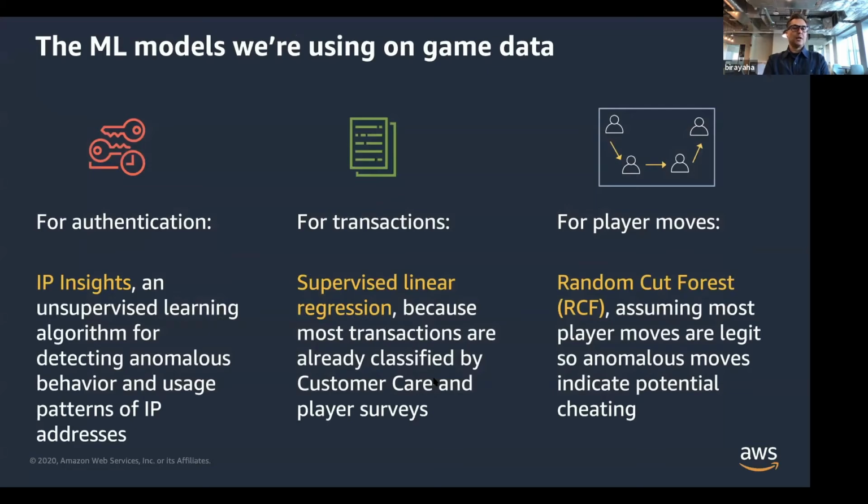So we used three models for this game data. The first one is authentication. For authentication, we use an algorithm called IP Insight, and again, it's an unsupervised learning algorithm for detecting anomalies, specifically patterns of IP. This algorithm does a really good job by looking at patterns in the source IP and the subnets of the IP that the player comes from.